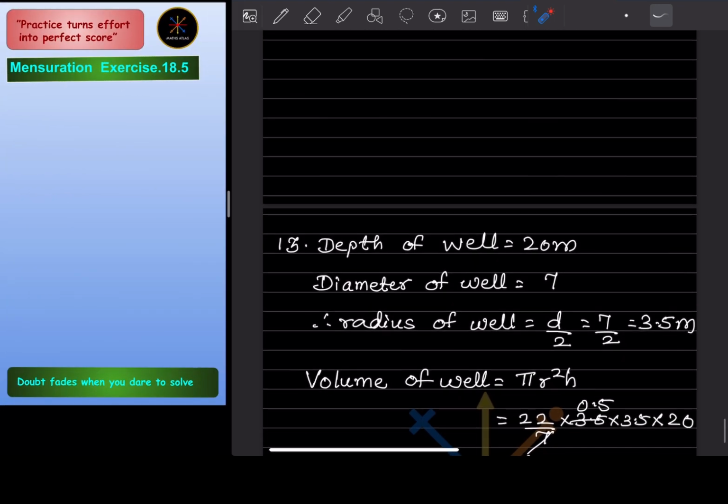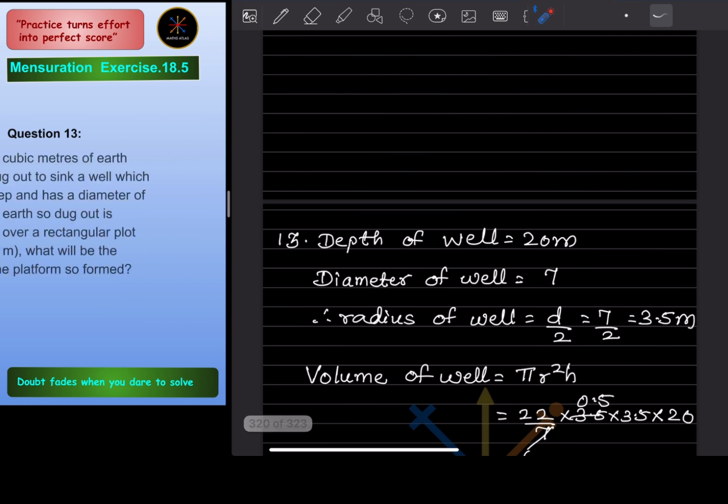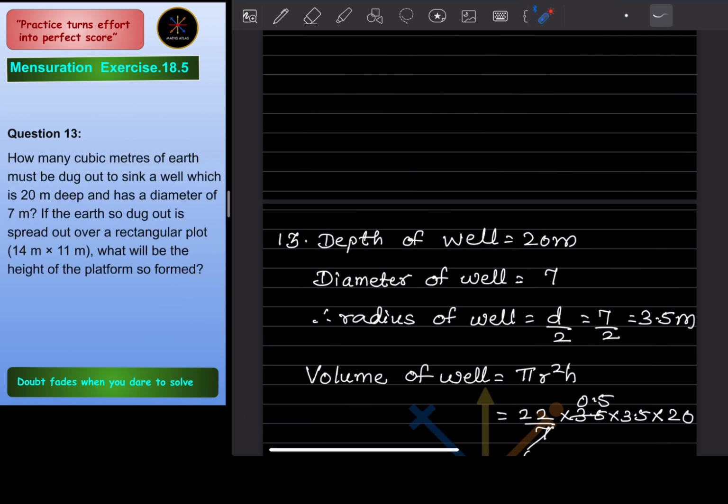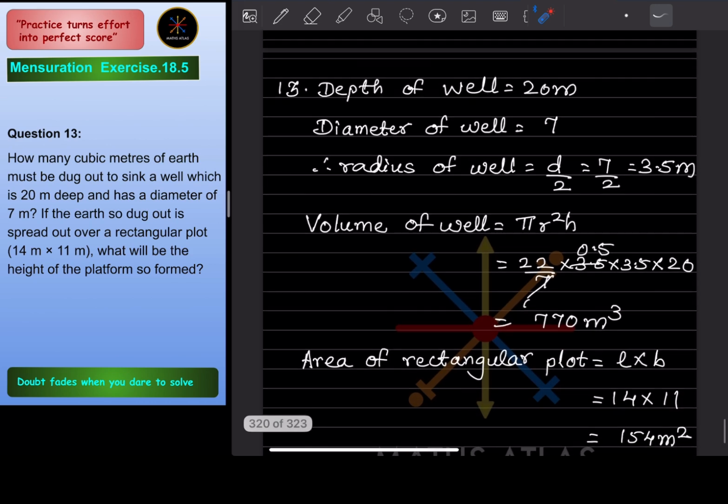The next one: how many cubic meters of earth must be dug out to sink a well which is 20 meter deep and has a diameter of 7 meter? And if the earth so dug out is spread out over a rectangular plot, what will be the height of the platform so formed? So the depth of the well is given as 20 and the diameter of the well is given as 7 meter. So radius we can find out, that is the diameter divided by 2, which will be 7 by 2.